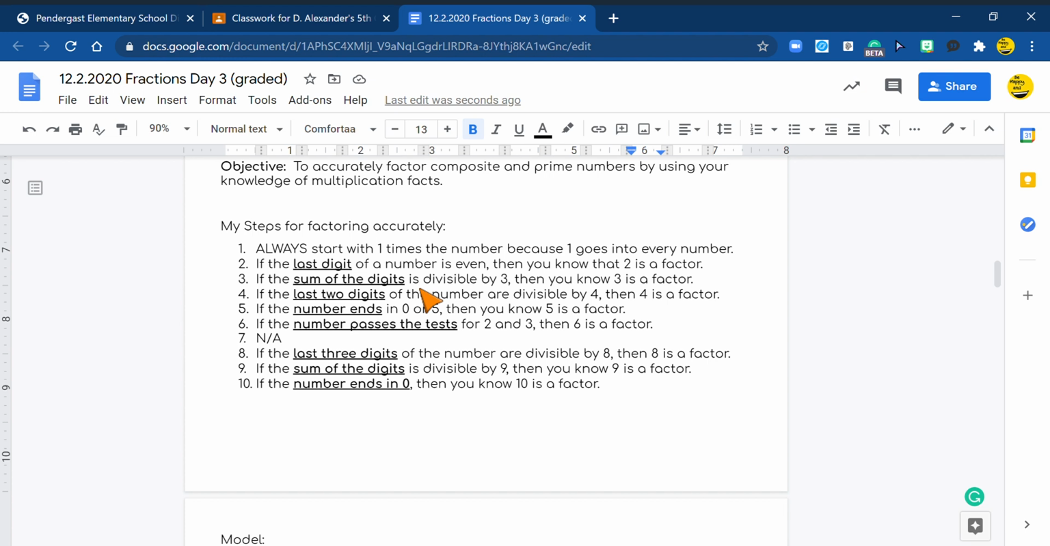If the last 2 digits of the number are divisible by 4, we do the same thing. We figure out what number multiplied by 4 gives the number we're looking for. If the number ends in 0 or 5, we know 5 is a factor. And then again, you find the multiplication problem that gives the number. If the number passes the tests for 2 and 3, then we know 6 is a factor. If the last 3 digits of the number are divisible by 8, then 8 is a factor. If the sum of the digits is divisible by 9, then 9 is a factor. And if the number ends in 0, we know for sure 10 is a factor.